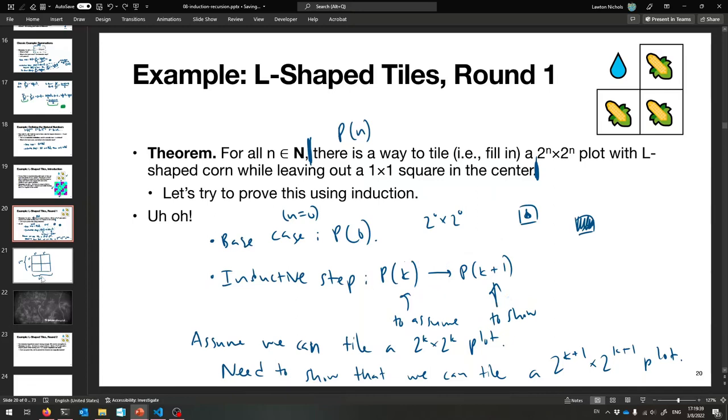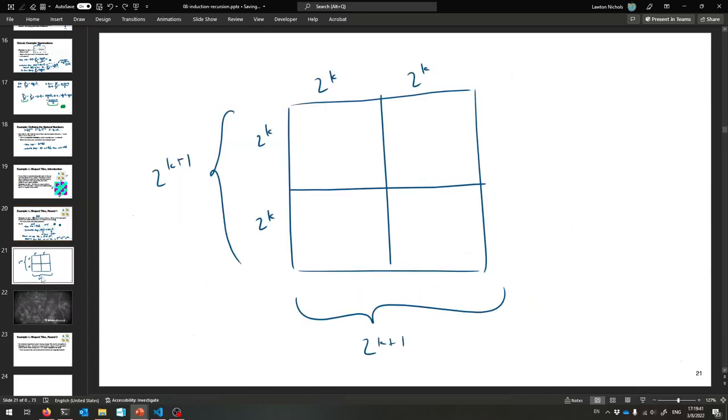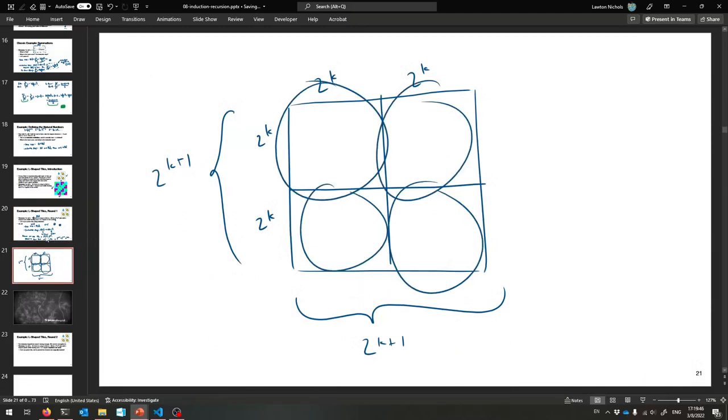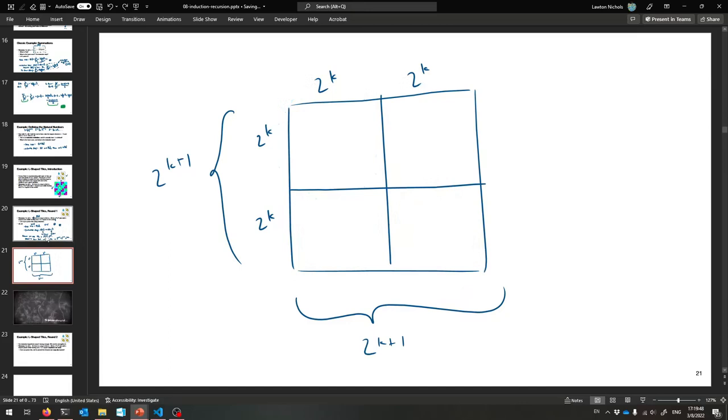Okay? So, if we use our inductive hypothesis saying that we know how to tile each of these individual 2^k plots with corn such that we leave out room in the middle for a sprinkler, like here's our little sprinkler. Maybe I want to use a different color. Like, we know how to tile this one. We know how to tile this one. We know how to tile this one. There's a way. We know how. We get to assume we do, to leave out room in the middle for that sprinkler.